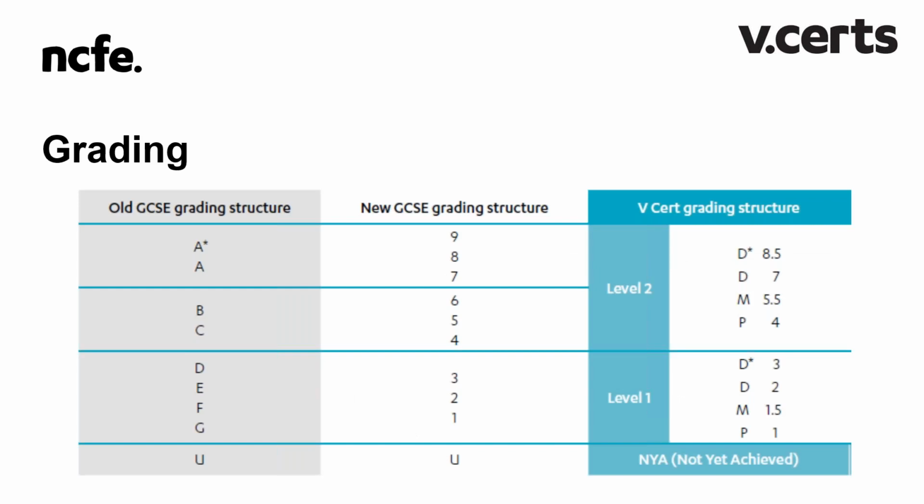You may be familiar with this chart that shows how the V Cert grading matches with the GCSE grading. Level 1 goes up to a maximum of a Grade 3 equivalent with a distinction star, and the Level 2 distinction star is equivalent to a maximum of a Grade 8.5. The Department for Education has set this as the maximum as they want the top grades, i.e. the 9s, to be academic GCSE achievement only.